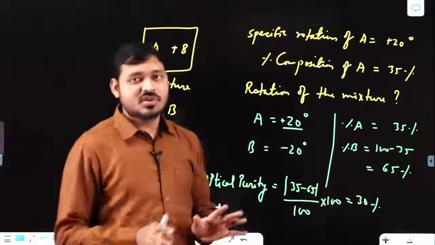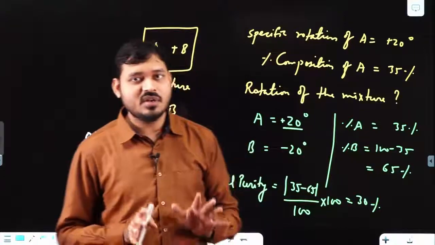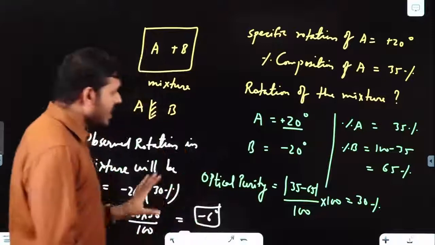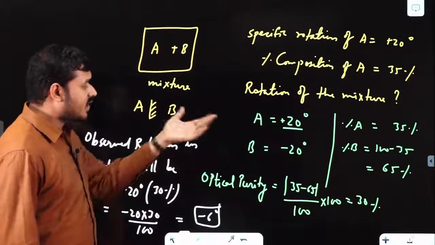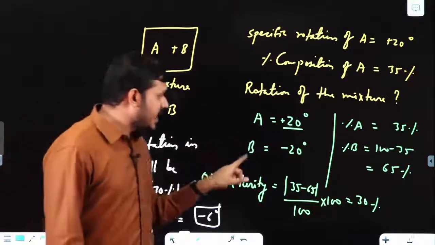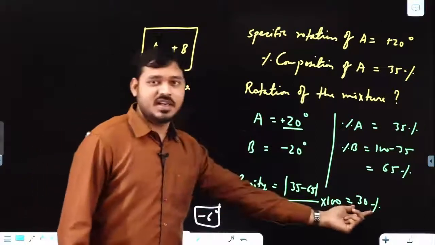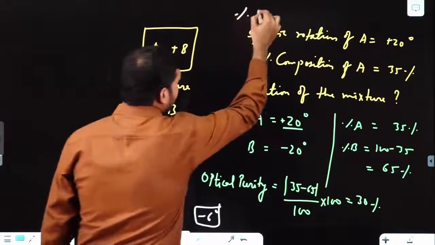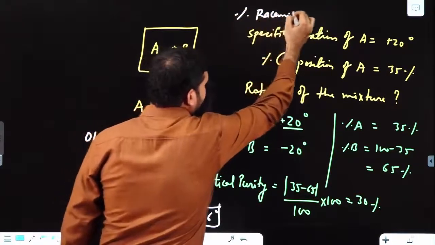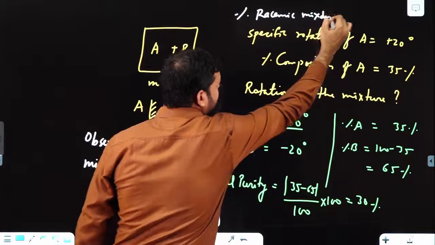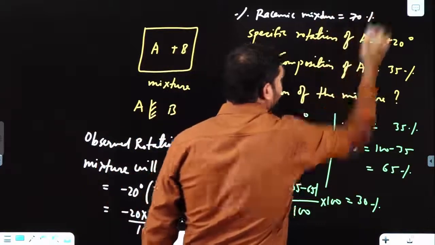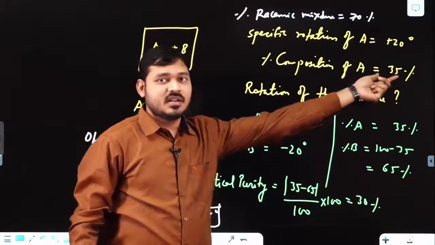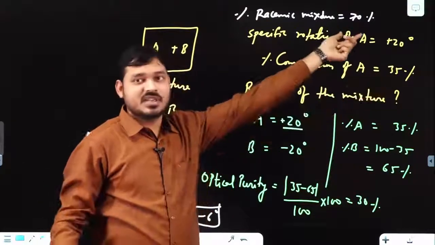Clear to you all? So this was all about specific rotation, optical activity and enantiomeric excess. I can also say the excess of one enantiomer, meaning excess of B with respect to A here, is 30 degree. Clear? And here, suppose you are asked the percent racemic mixture, you can simply say 70%. Without any calculation, you can say if A is 35%, then the racemic mixture will be 70%. Clear to you all?